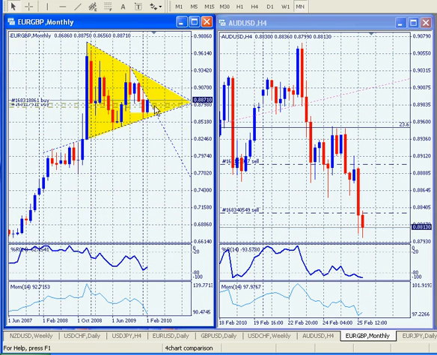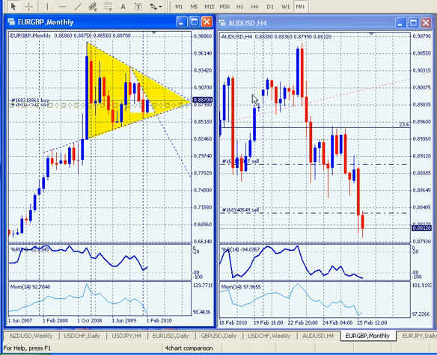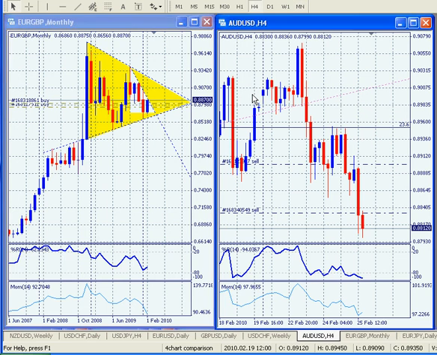and looking at it on a monthly, this symmetrical triangle now, with the initial resistance line here currently working at 0.8871 with a high of 0.8875. So our initial target would be around 0.8965 for the euro pound.